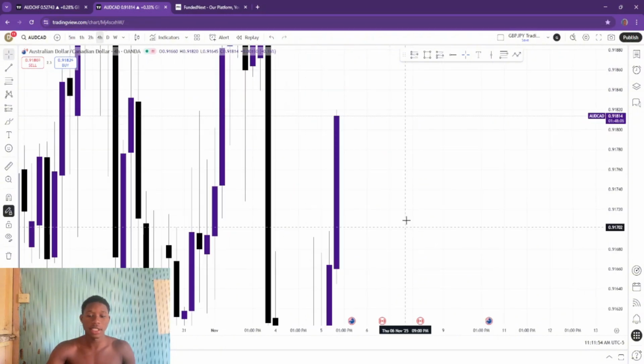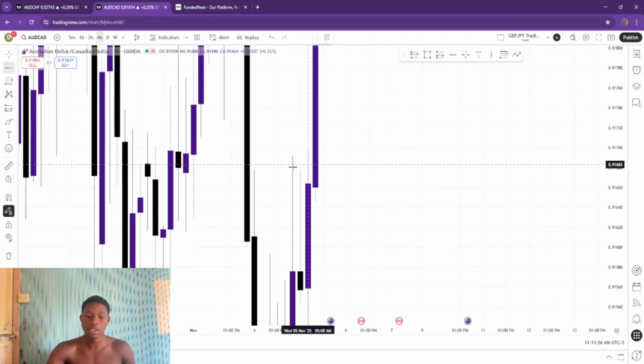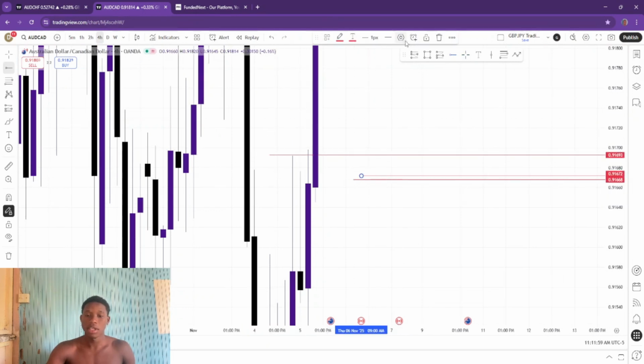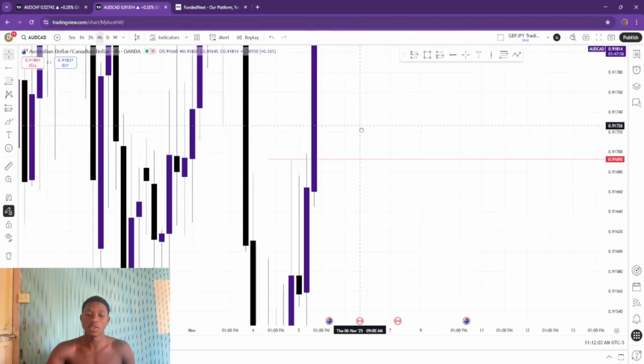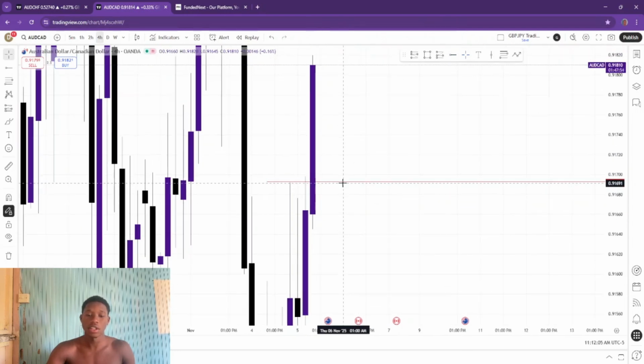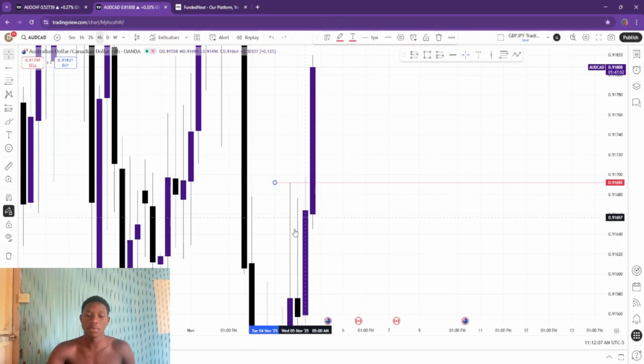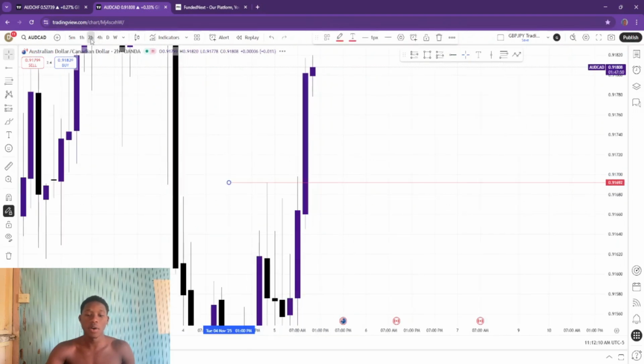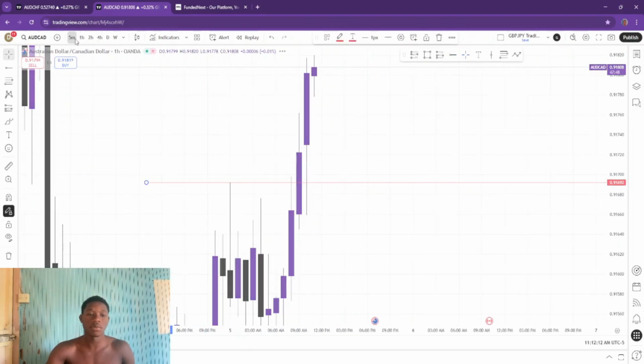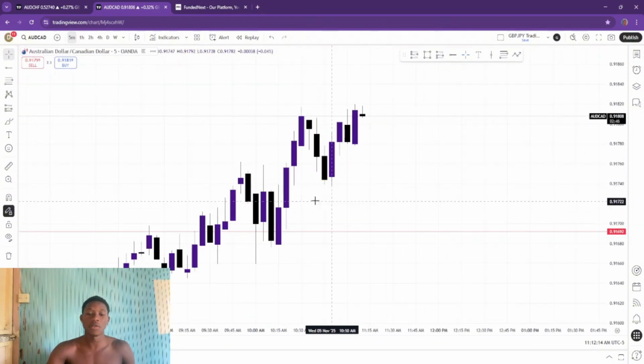As we can see, the 4 hour was in an uptrend, because before I take any trade, I check the higher time frames to see what is going on, to see what direction I'm trading in. Right? 4 hour in a definite uptrend, just broke above a high. 2 hour also in an uptrend. 1 hour also in an uptrend. So on the 5 minute, I was looking for uptrend trades.